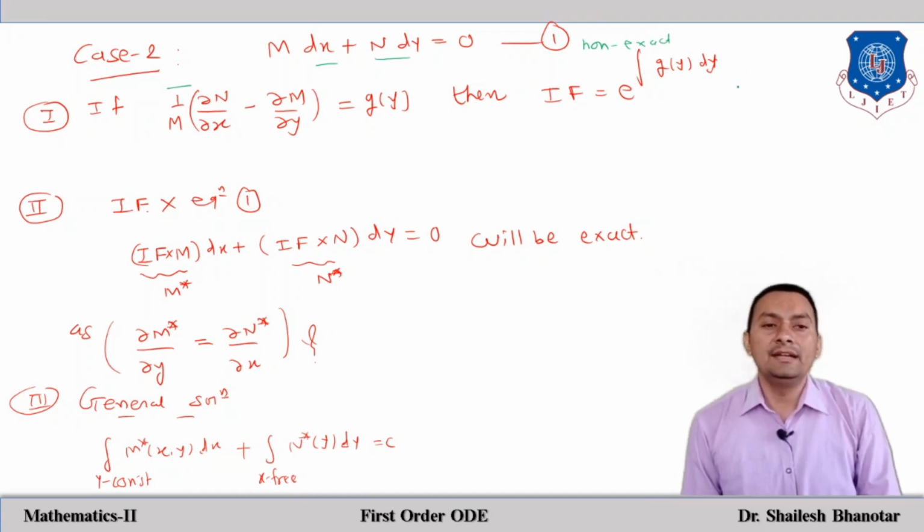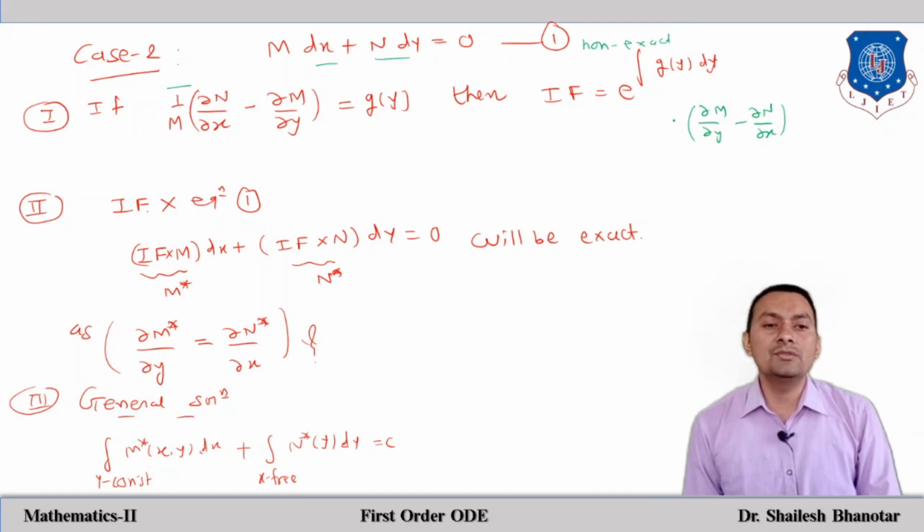Already I have discussed with you that first we find del m by del y minus del n by del x if we are going to get a function of two variables, but if I get only one variable function, then case number 1 and 2 are going to happen.